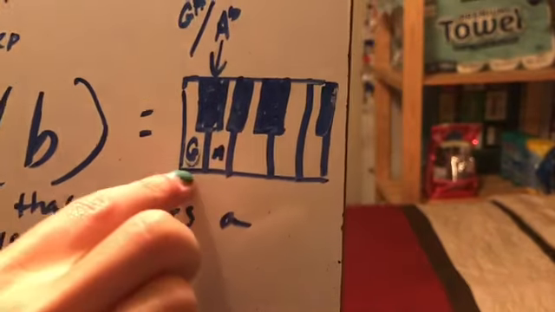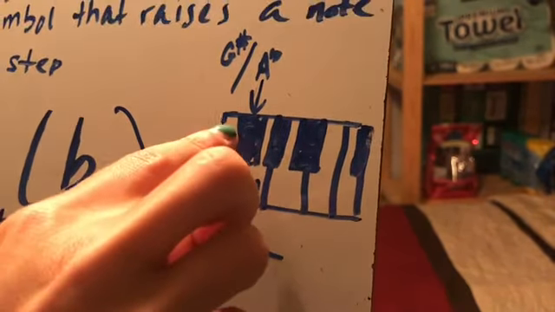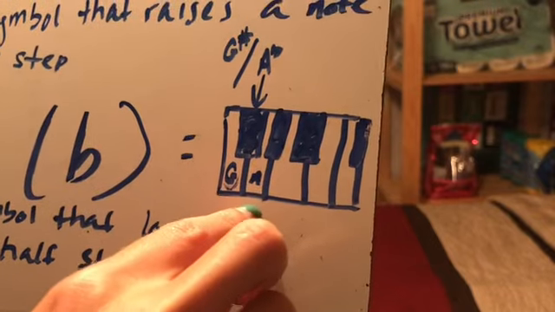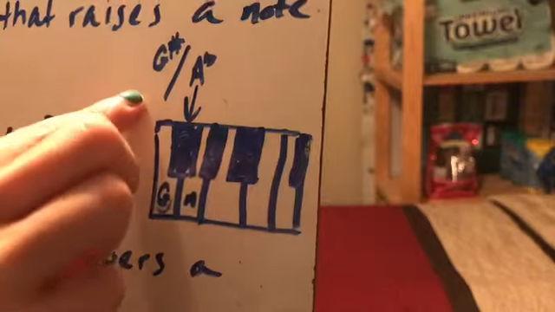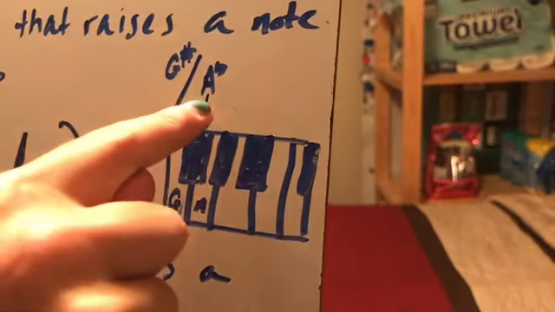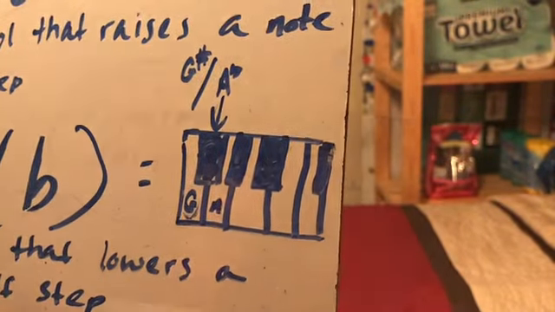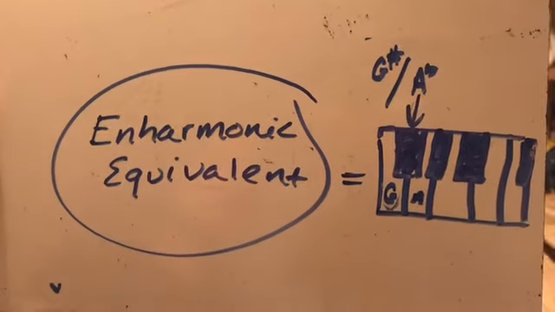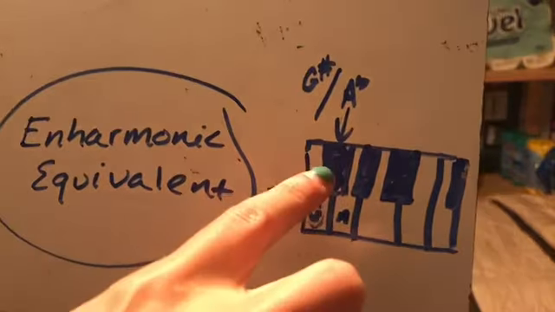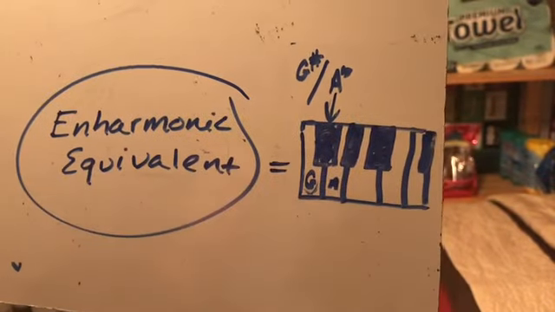Notice how if I start on G and go up, or if I start on A and go down, I land on the same note, calling it G sharp or A flat. This is what is known as the enharmonic equivalent. It is one note sharing two names. And the reason I bring that up is because when we're creating our circle of fifths, there are going to be some overlapping key signatures.